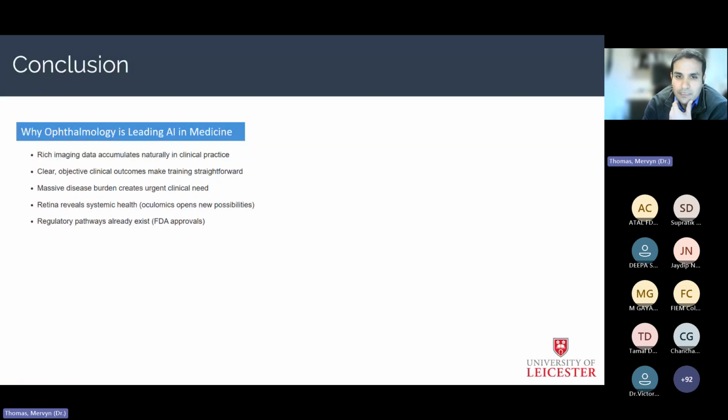There is this massive disease burden, meaning that there is this unmet urgent clinical need. There's also scope for exploration, including retina being a proxy for systemic health, and this term that we talked about, oculomics, which opens new possibilities. And already it's a trodden and proven path in ophthalmology. Regulatory pathways already exist, and different AI models have already been implemented as a result of that.